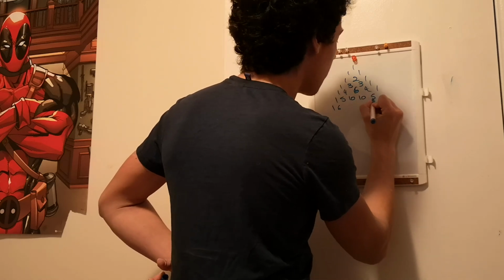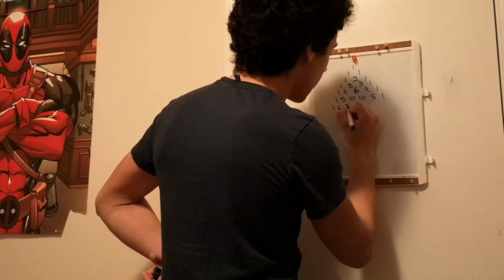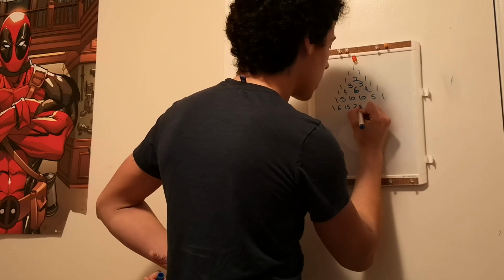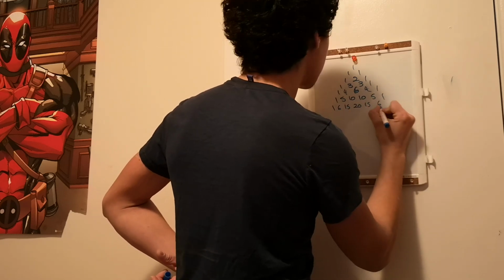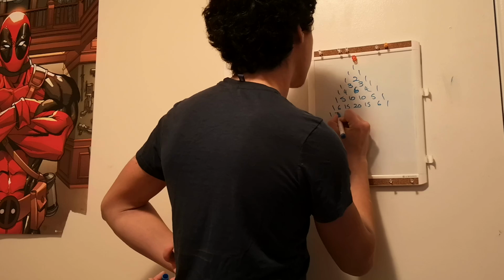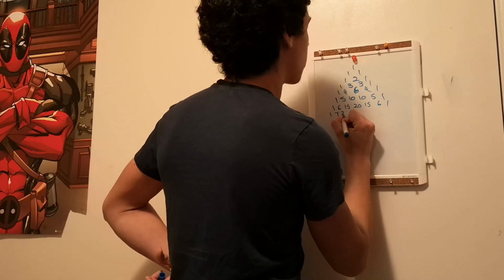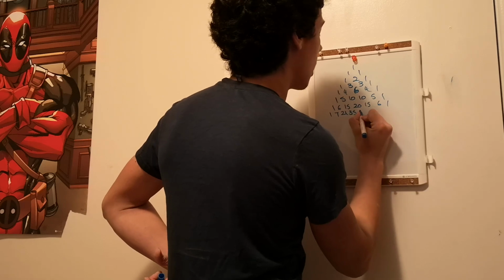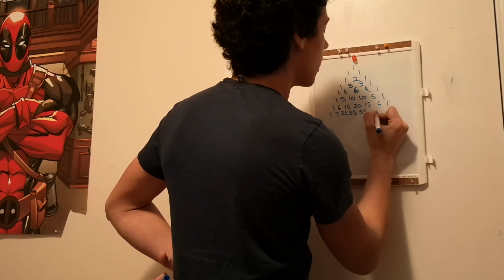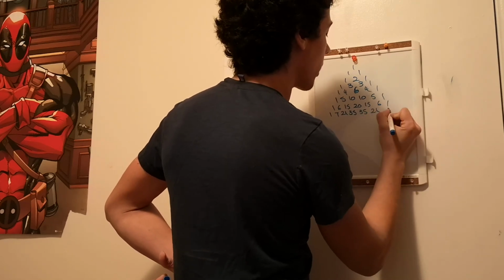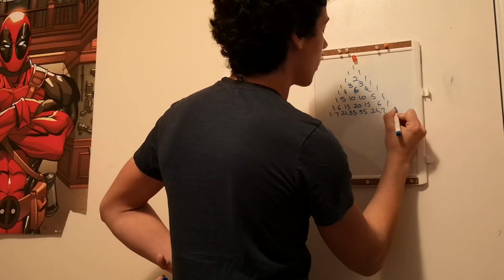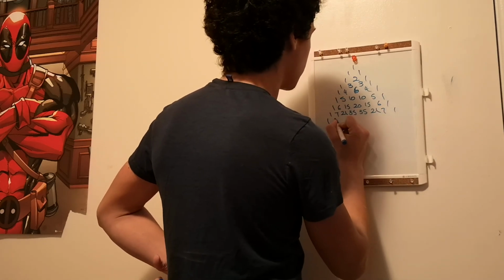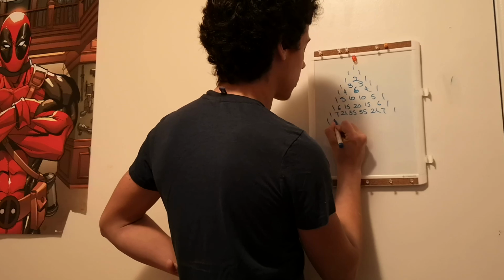5, 10, 10, 5, 1, 15. We've never gotten this far. 20, 15, 6, 1, 1, 7, 21, 15 plus that is 35. I hope I do that right. I'm pretty bad at quick math. That's 21 again. 6 plus 1 is 7, 1, and maybe this will be our last row.